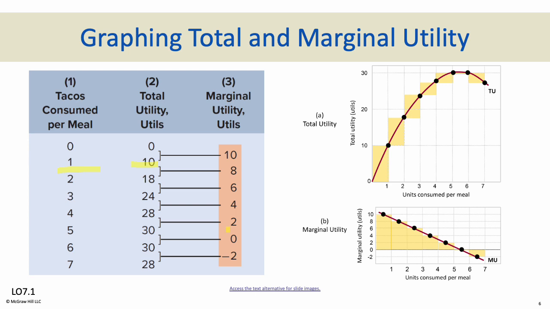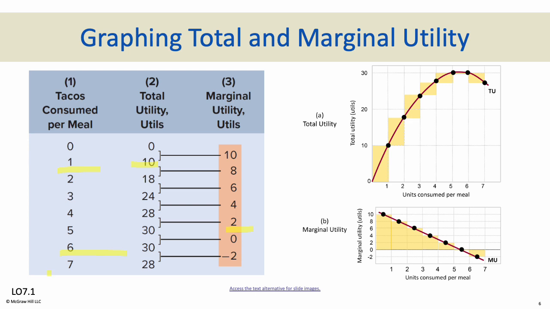So even at 5 tacos, we're still adding some more utility. By the time we get to 6 tacos, the change from 5 to 6 is the same. We're getting no additional utility from that 6th taco. So we're probably full at 5. We can force ourselves to eat a 6th taco, and it's not going to make us any less happy, but it's not going to make us any more happy either.